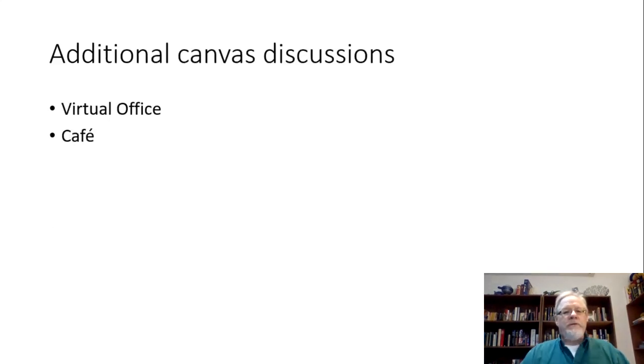Now, I have two additional Canvas discussions which are not graded at all. One is a virtual office, an opportunity for you to contact me where you would ask a question that the class could see and I would respond. So it's basically like an office hour that's publicly available. If you have something that's more private, you should send me an email. But if it's something that you want the rest of the class to hear you ask, that's what the virtual office is.